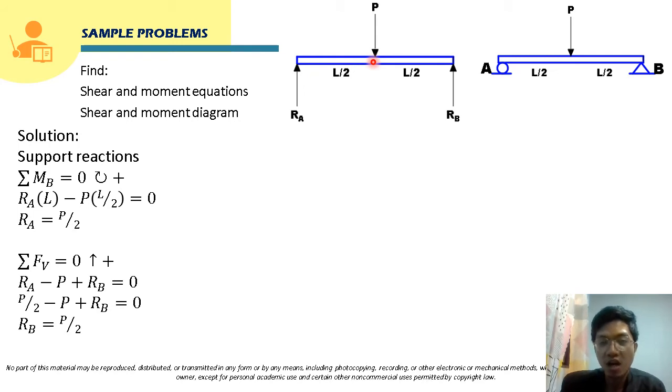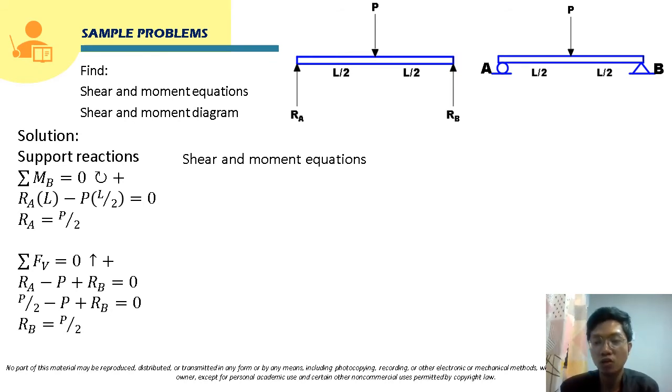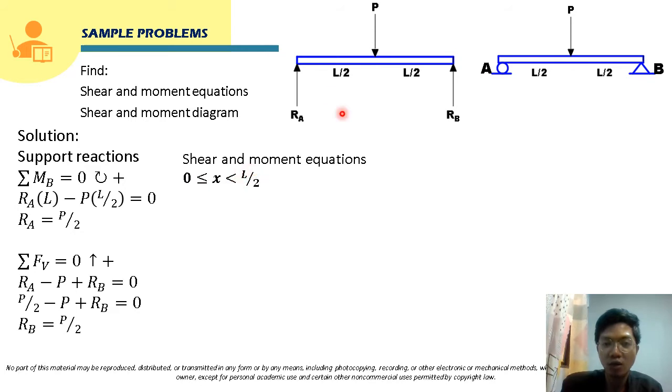So this first segment is from 0 to L over 2, and our second segment will be from here up to here. Both of the endpoints of this segment are concentrated loads. Again, segment 1 will be from here to here, and segment 2 from here to here. So we are going to solve the shear and moment equations for each segment. For the first segment, that is 0 less than or equal to x less than or equal to L over 2.